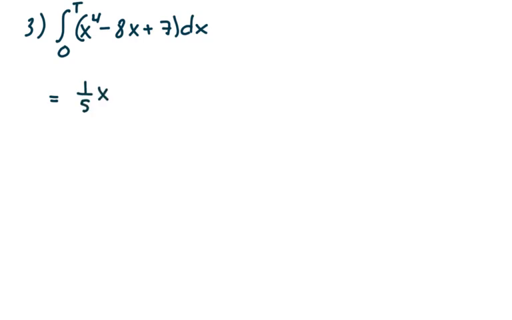Let's take a look at problem 3. Suppose we have the integral from 0 to t of x to the 4th minus 8x plus 7 dx. So this is 1/5 x to the 5th minus 4x squared plus 7x, right? And I'm going to evaluate this from 0 up to t.